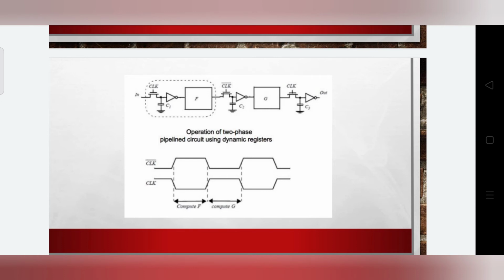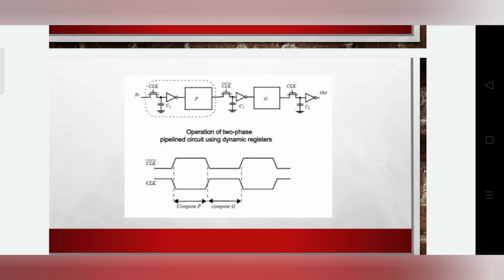When the clock and clock bar are non-overlapping, correct pipeline operation is obtained. Input data is sampled on C1 at the negative edge of the clock and the computation of logic block F starts. The result of logic block F is stored on C2 on the falling edge of clock inverse and the computation of logic block G starts. The non-overlapping of the clocks ensures correct operation. The value stored on C2 at the end of the clock low phase is the result of passing the previous input through the logic function F.